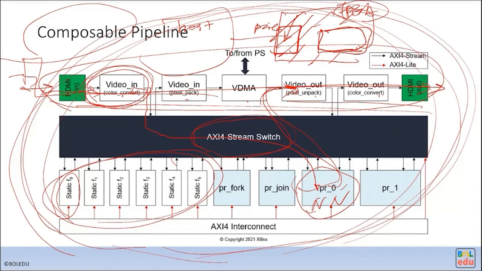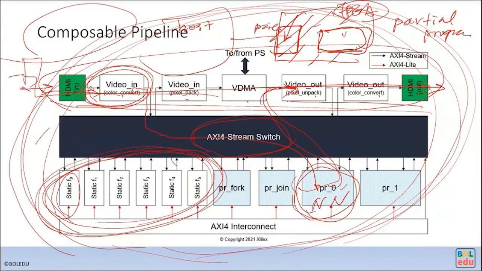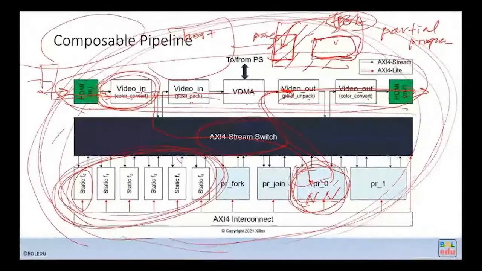For example, at runtime, I want to change to another neural network. You can load it in, and the system is still running. That's called partial programming. So there is a certain static part here, and a certain part where you can swap in your bitstream. Since the region is small, the bitstream upload is very fast, so the latency is short, and you can do these things while the system is still running. So this is a composable pipeline.